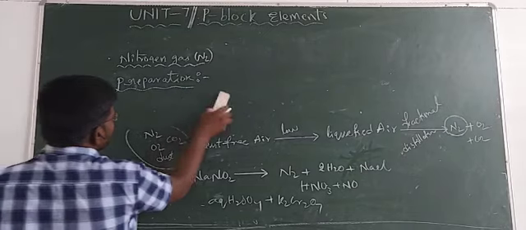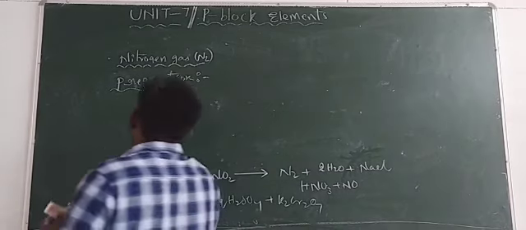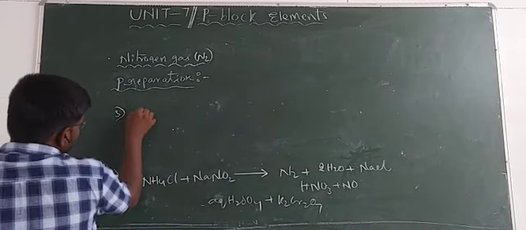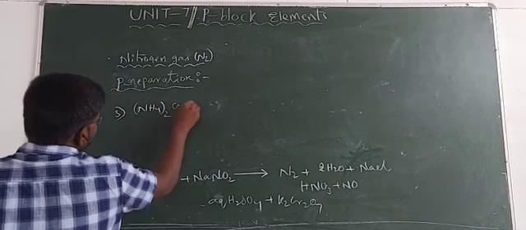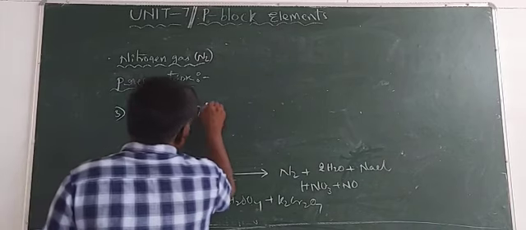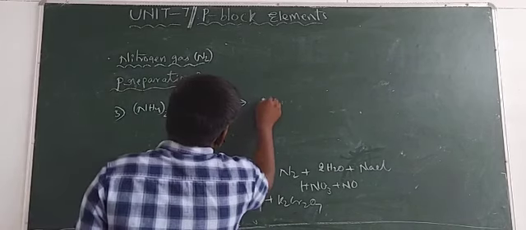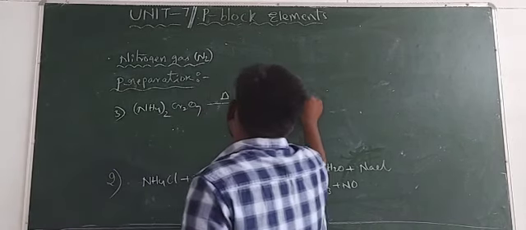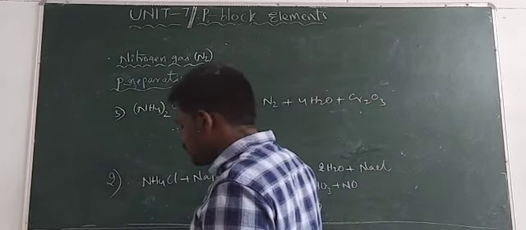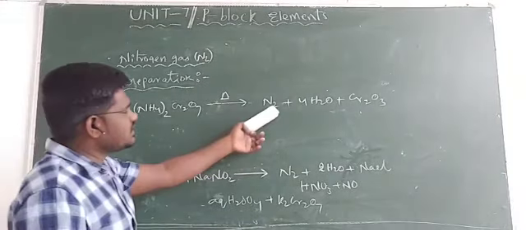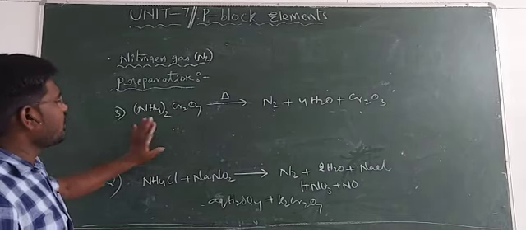And the third preparation method of nitrogen: ammonium dichromate, (NH4)2Cr2O7. Upon heating, ammonium dichromate decomposes to N2 gas, 4 moles of water, plus Cr2O3, which is chromium oxide. Here nitrogen gas is our desired product, which we can get upon heating ammonium dichromate.